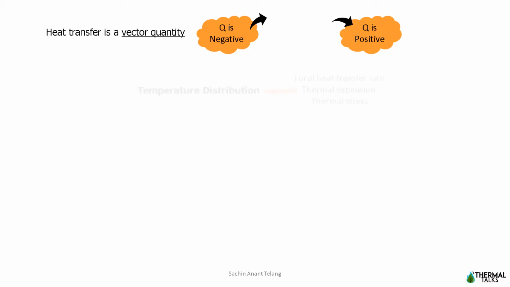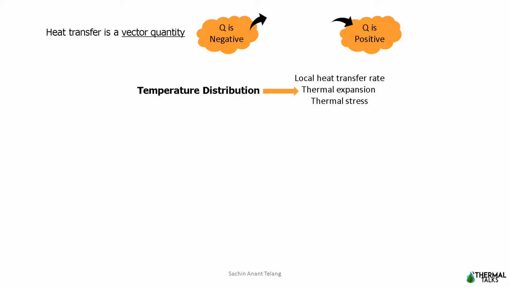Heat transfer is a vector quantity, which means it has both magnitude as well as direction. Therefore, we must specify both magnitude and direction in order to describe heat transfer of a particular system. When heat is removed from the system, we call it a negative quantity, and when heat is added to the system, we call heat a positive quantity. The driving force for any heat transfer is temperature difference, and the larger the temperature difference, the larger the rate of transfer.